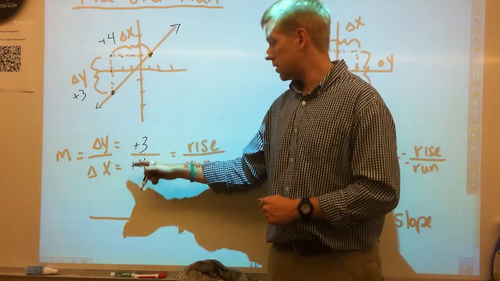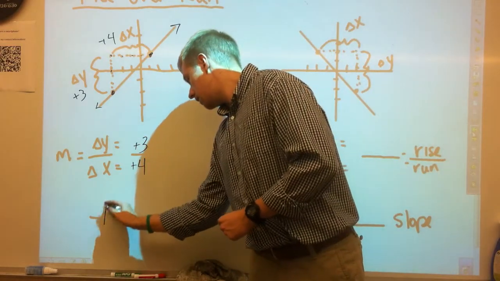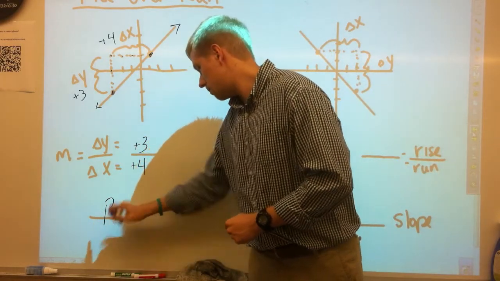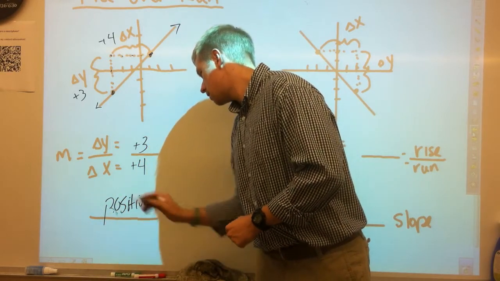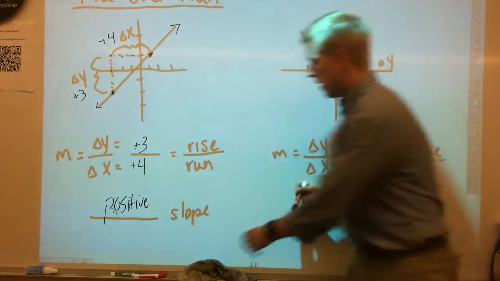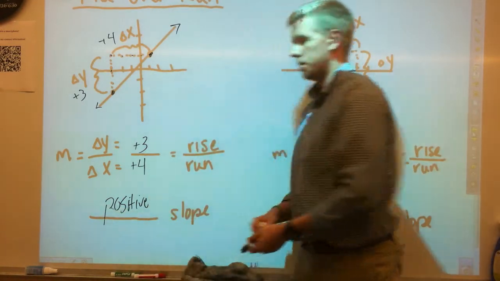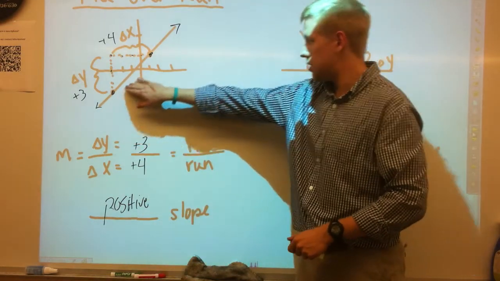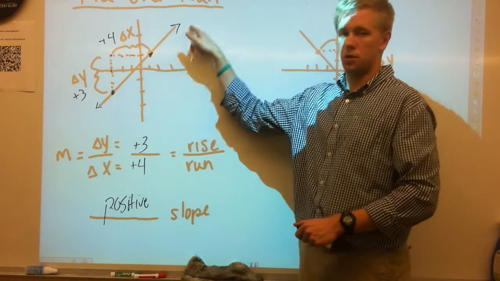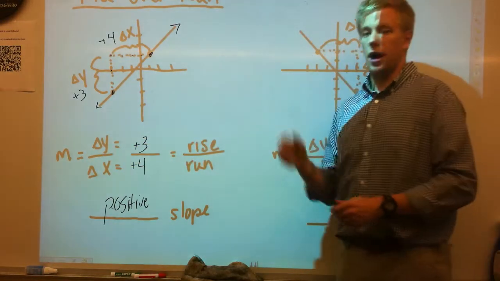Because both my signs were the same, I have a positive and a positive, my signs are the same, it's going to be a positive slope. Okay? So we have a positive slope when my signs are the same and I have a positive number. And we can kind of see that when my x's are changing and going up, my y is also going up. So that line is going up as I look at it from left to right.